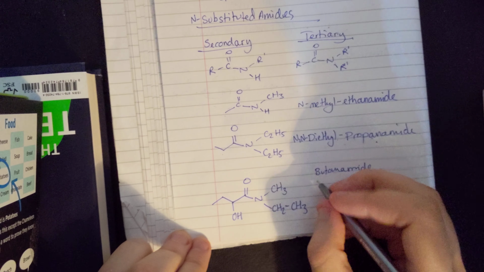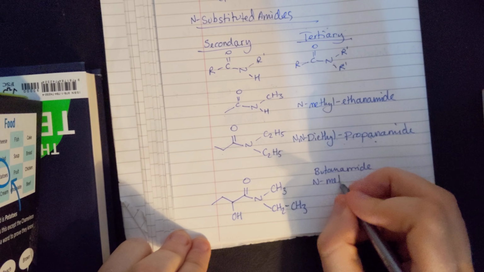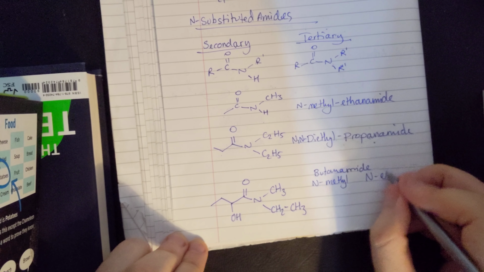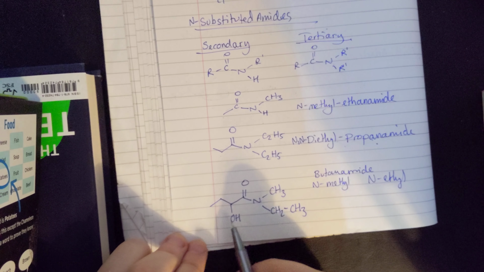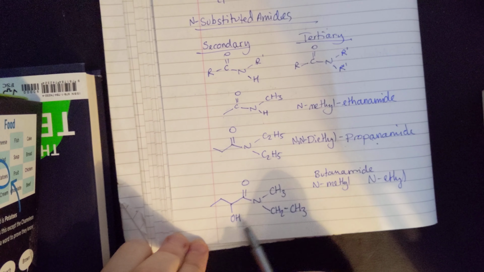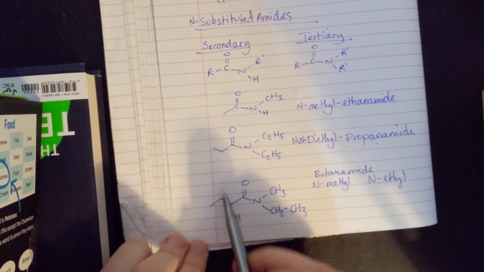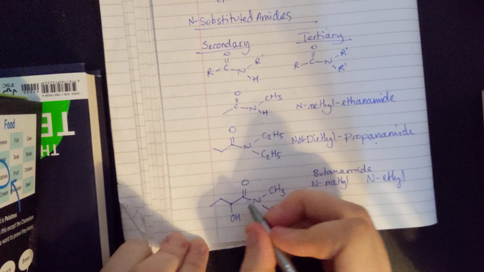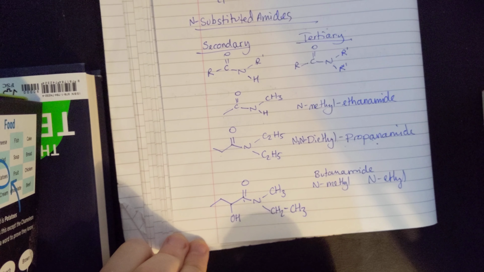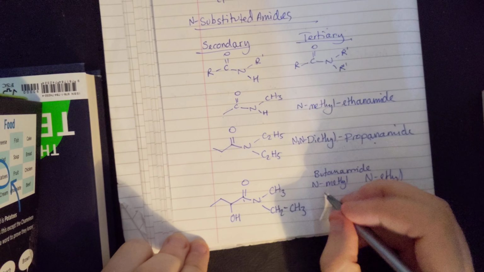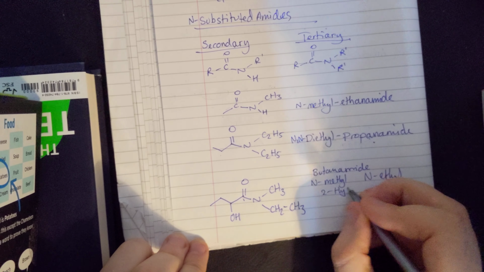We've got an N-methyl. We've got an N-ethyl. And we've got a hydroxy. So we don't call this an alcohol. It's a hydroxy group, as it's not the primary functional group. The primary functional group is the amide here. And that is on carbon number 2. So this is automatically carbon number 1 because of where the main functional group is, and it's on the end of the chain. So this is carbon number 2. So we've got a 2-hydroxy.